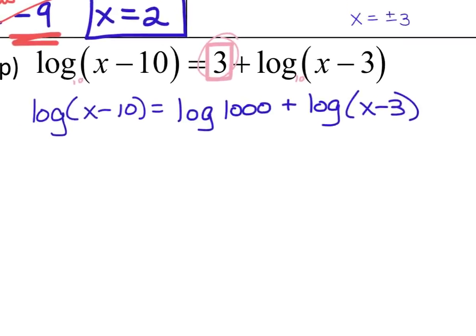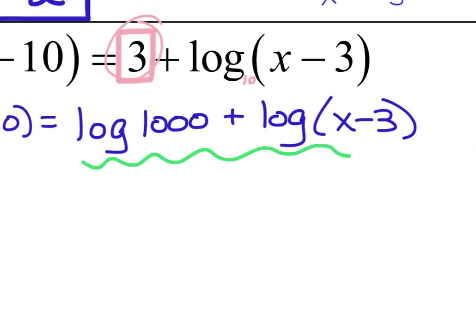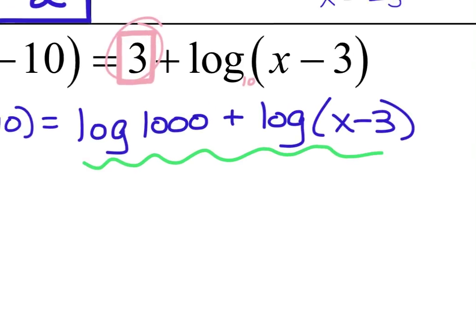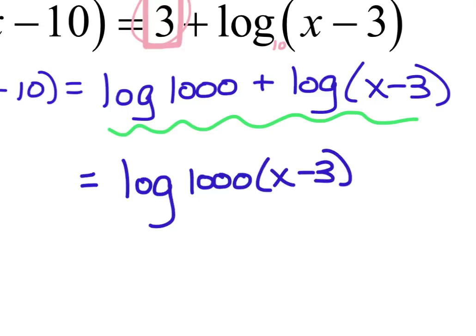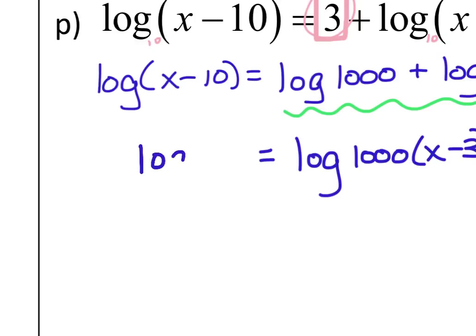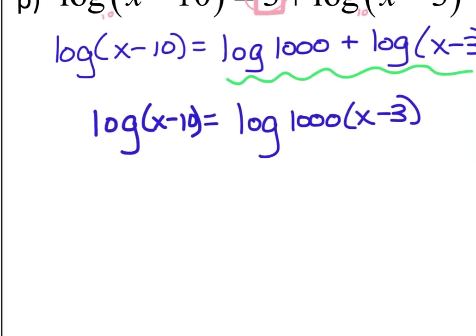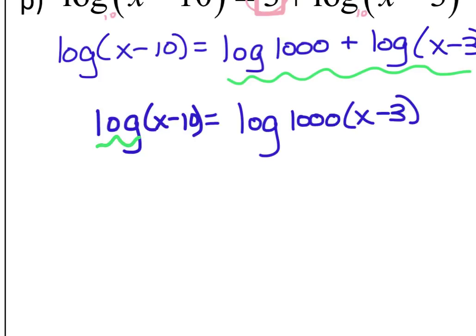And on the right, now I've got log plus log, so I'm going to change that to an addition problem. So here, I'm going to do log of 1,000 times x minus 3. And on the left, just bring down the log of x minus 10.